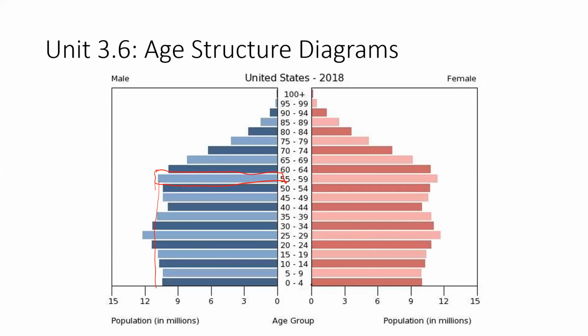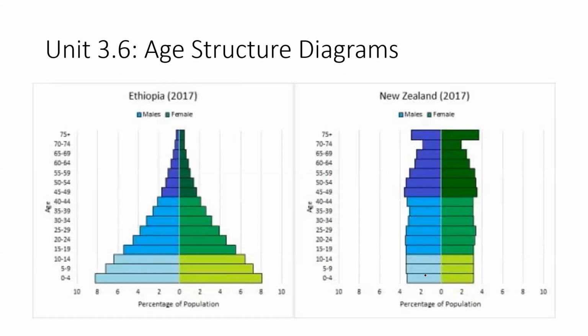Same thing we could do. There were about 10 million females between the ages of 0 and 4. So that's how you read it. Hopefully you guys remember that.